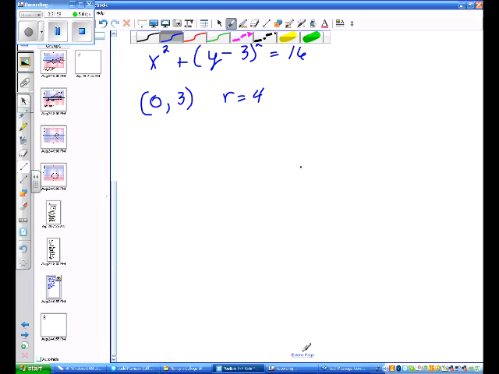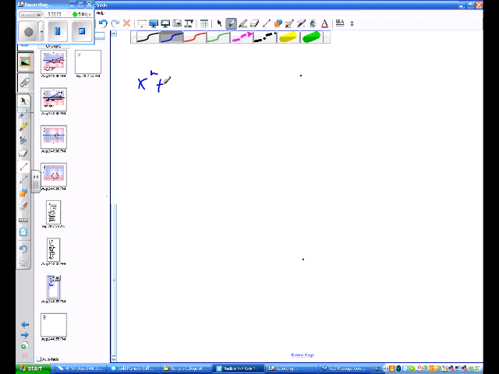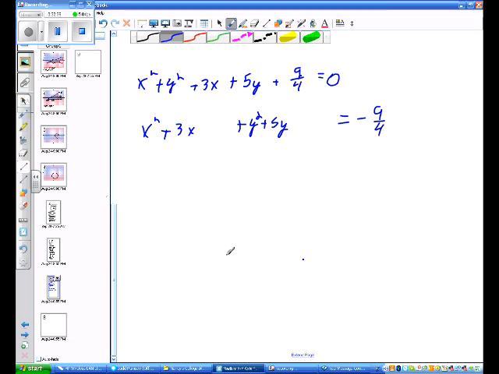There are times that we may get into some things that look different, but we still do the same process. So x squared plus y squared plus 3x plus 5y plus 9/4 equals 0. Well, let's do some rearranging. We have x squared plus 3x plus y squared plus 5y. Now, this 9/4 I need to move to the other side, so I'll do the opposite. I'll subtract it. So 9/4.